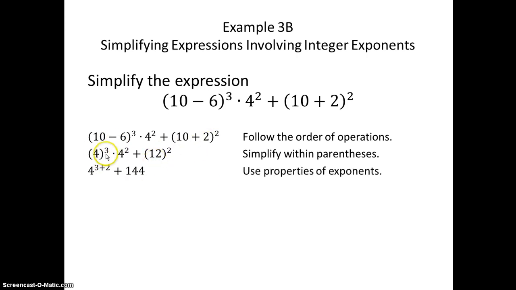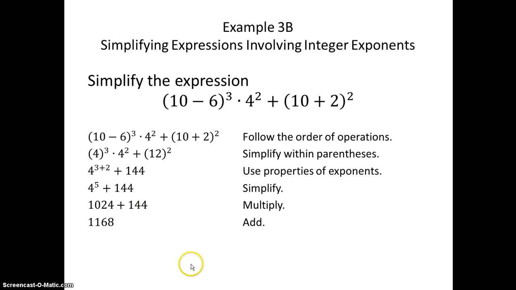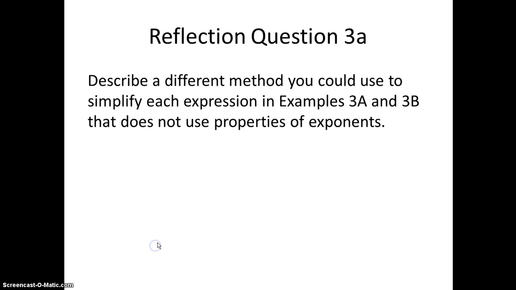Next, I use my property of exponents. Once again, I have a product of 2 powers, so I add the exponents and simplify 12 squared, which is 144. 3 plus 2 is 5, so this is 4 to the power 5 plus 144. Just use a calculator to multiply 4 times 4 times 4 times 4 times 4. So 4 written as a factor 5 times is 1024, plus 144 is going to be 1168. So this entire expression can be written simply as 1168.